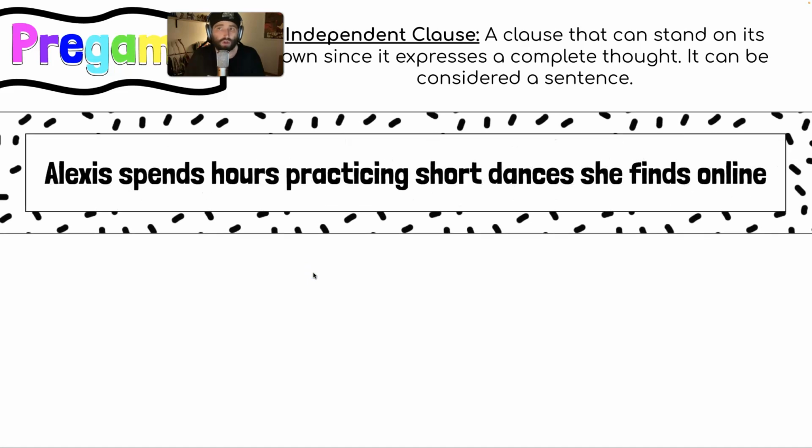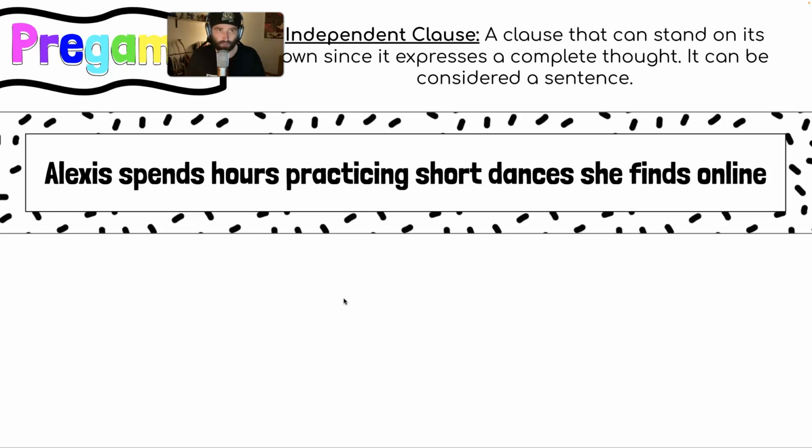Now, an independent clause is a clause that can stand on its own. Think of the word independent. If you're independent from your parents, you no longer need your parents. So an independent clause is a clause that can stand on its own, and it expresses a complete thought. So think of it as essentially a complete sentence. That's what an independent clause is.